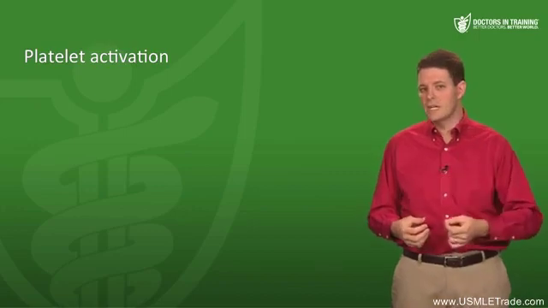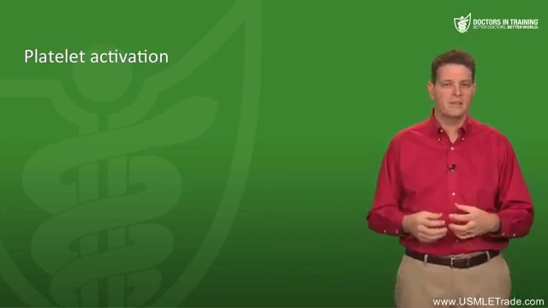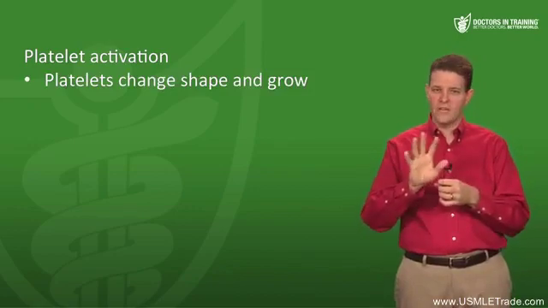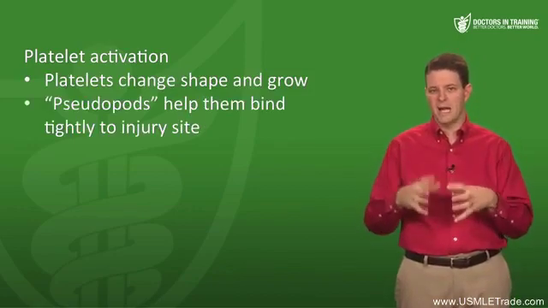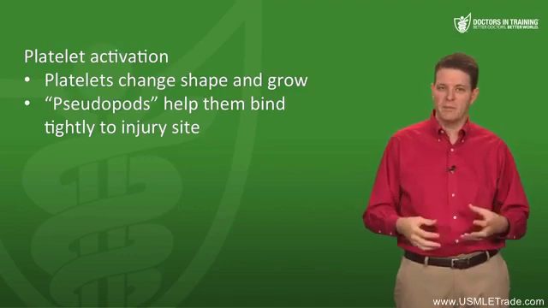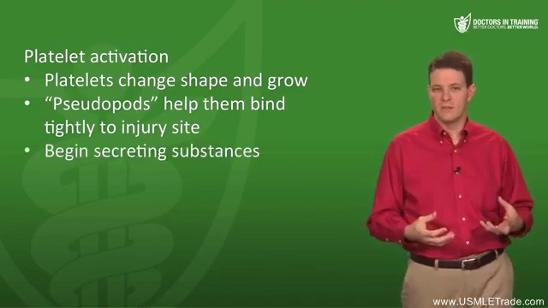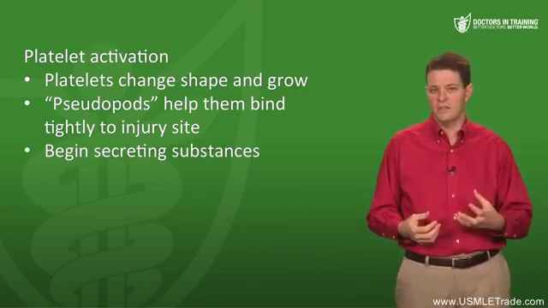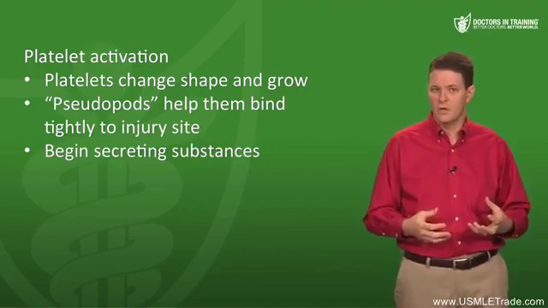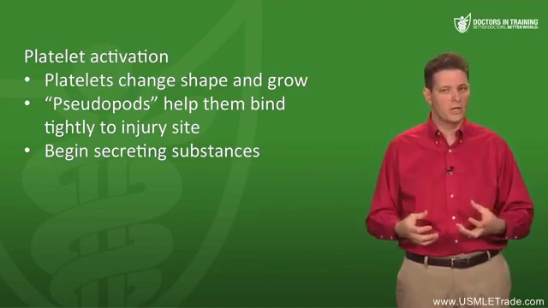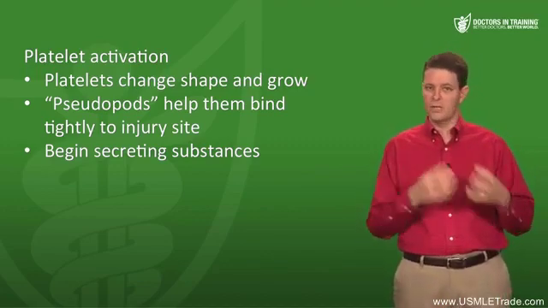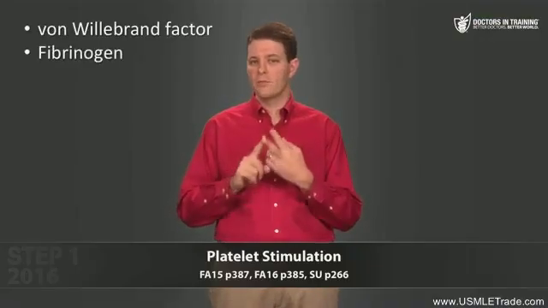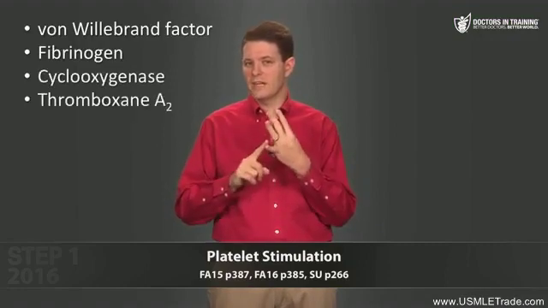The next step after platelet adhesion was platelet activation. And that basically means that the platelets change shape and they grow these long fingers or pseudopods that help them bind tightly to the injury site. And then the activated platelets begin secreting lots of important substances. So we talked about all the stuff that was found inside endothelial cells, but there's lots of stuff inside your platelets too. Remember, platelets don't have nuclei or a lot of cellular machinery, so they can't make anything, but they come preloaded with several important chemicals. They have von Willebrand factor again, and also some fibrinogen, cyclooxygenase, thromboxane A2, and a lot of other chemicals. These are actually outlined in the study guide under platelet stimulation.